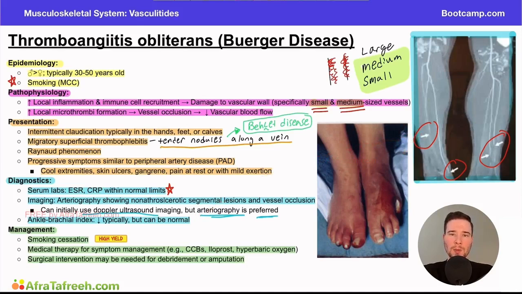And when we think about management here, the most common cause is smoking. That's what causes this condition. So one of the best things we can do to prevent this condition or try to treat it is to have patients stop smoking. We can also consider some other things such as medical therapy or surgical intervention if a patient were to have a particularly bad case.